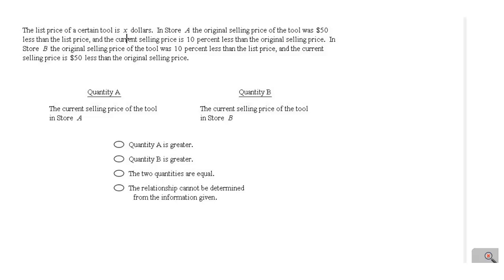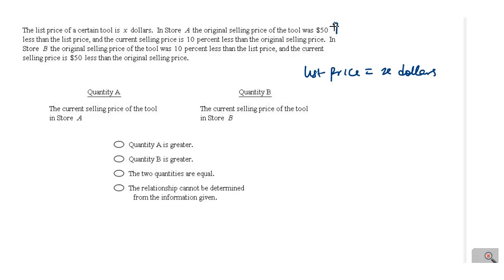So the list price of a certain tool is X dollars. So we can say that list price is equal to what? X dollars. Right? In store A, the original selling price of the tool was $50 less than the list price, and the current selling price of the tool is 10% less than the original selling price.